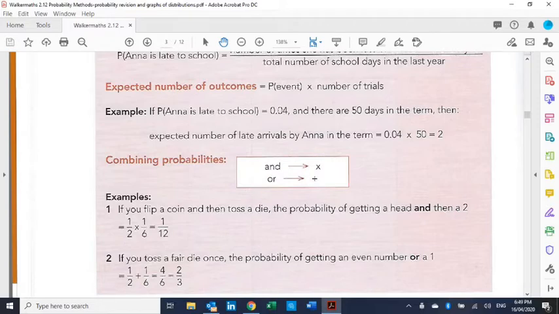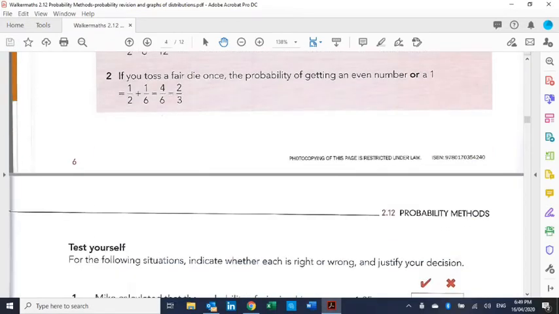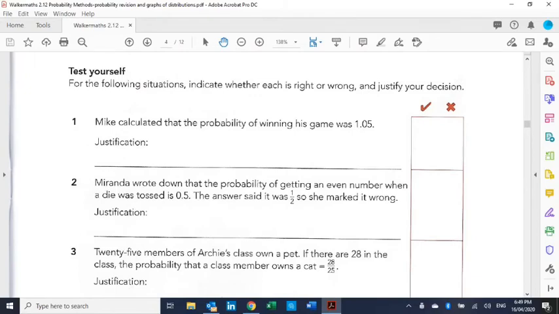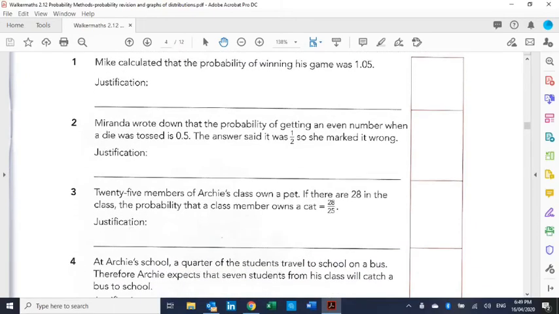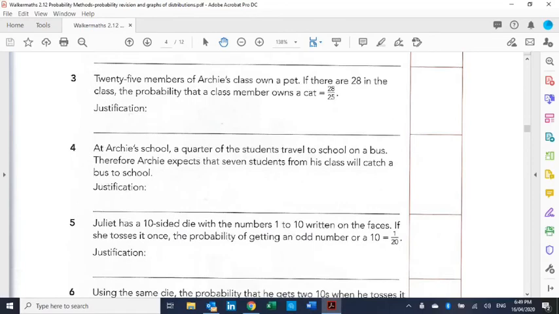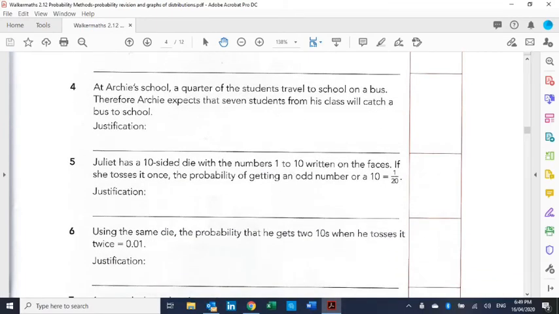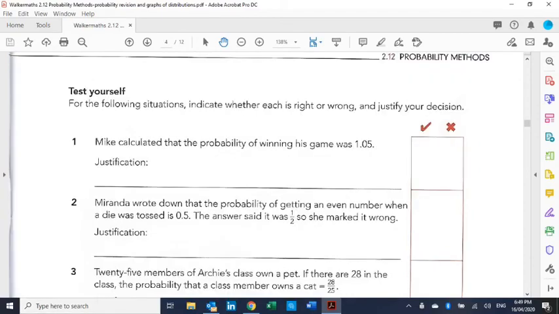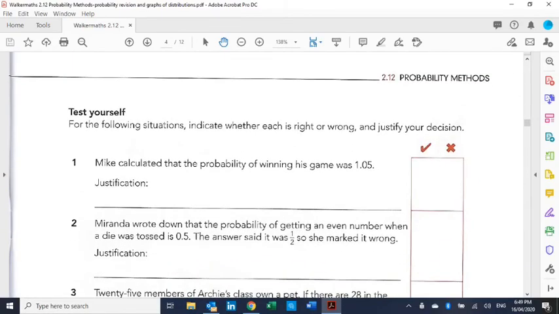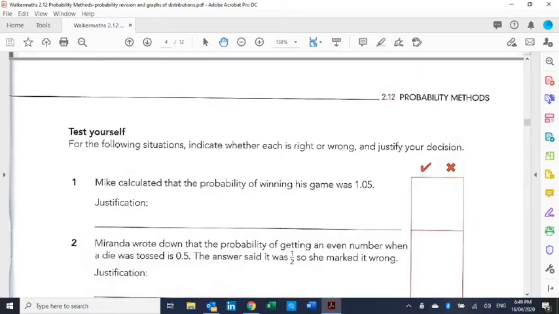All right, now we're going to be dealing with lots of probability. The first assignment that you're going to have is working on this page, where you're just going to answer some questions based on probabilities and see if indeed this probability is possible. So indicate whether it's right or wrong and justify your decision. For example, Mike calculated the probability of winning his game was 1.05. That cannot be, because probability cannot be bigger than 1.